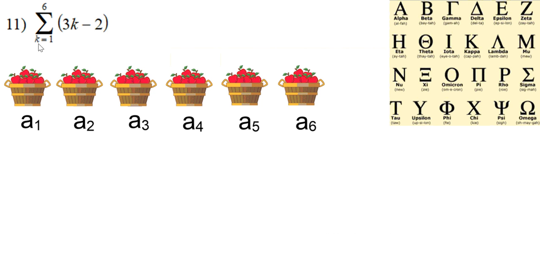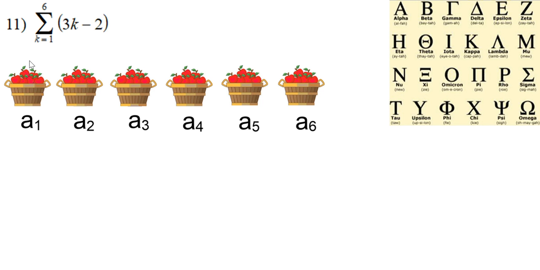sum of the first 6 terms in that sequence, or the 6 bushels of apples. And I know it's the first 6 because these numbers over here on the left are numbered from 1 to 6. So it's like bushel 1, 2, 3, 4, 5, and 6. So what they're telling me to do is plug in these numbers from 1 to 6 into this little formula right here.